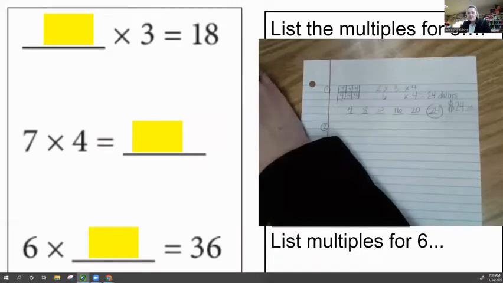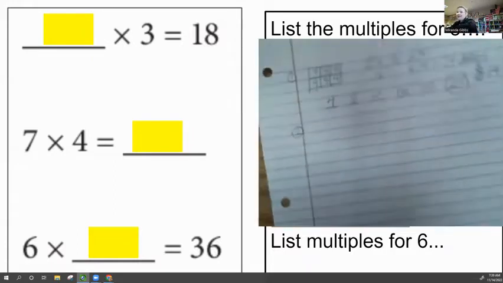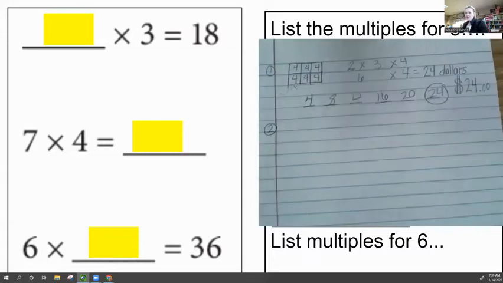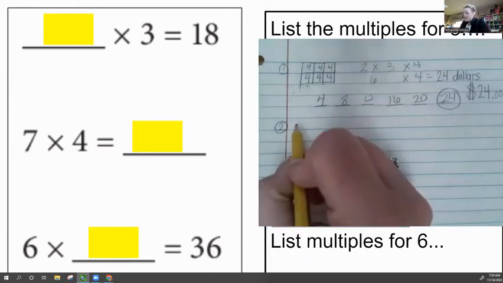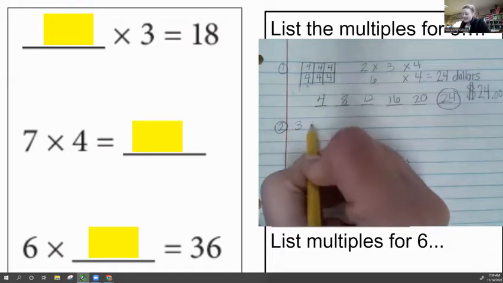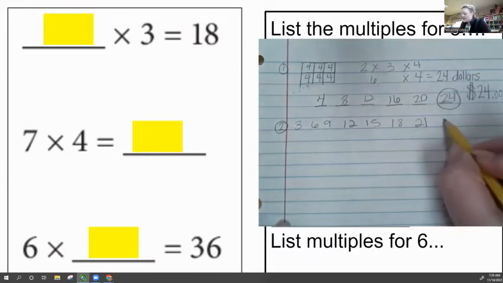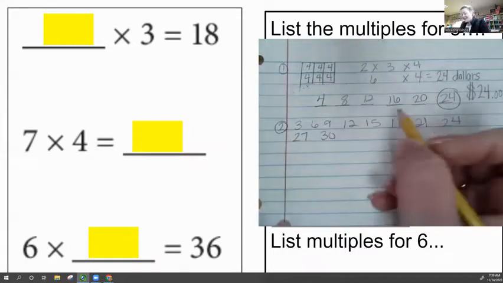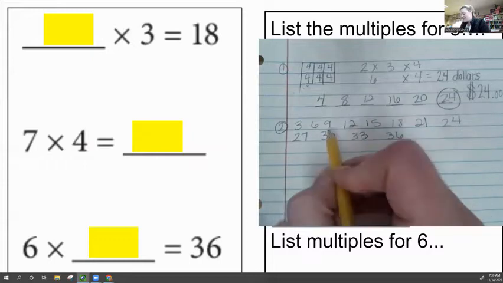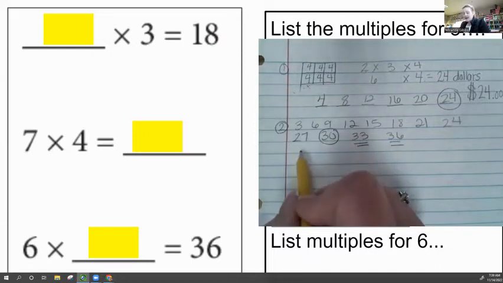okay, hopefully you still see the screen and my paper. And so I'm going to try to zoom in on this. Number 2, it says blank times 3 is 18. Well, the first thing over here in the box, it says list all the multiples for 3. So I'm going to sing my 3 song. 3, 6, 9, 12, 15, 18, 21, 24, and 27, 30, 33, 36. I know this is 10, 11, and 12. I'm looking for something times 3 is 18.